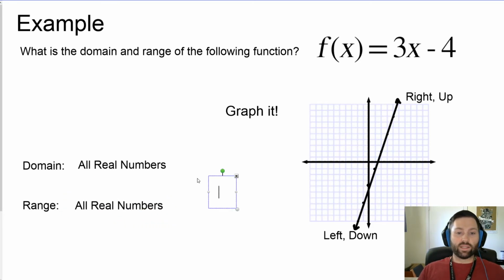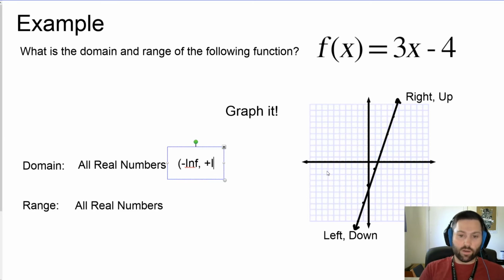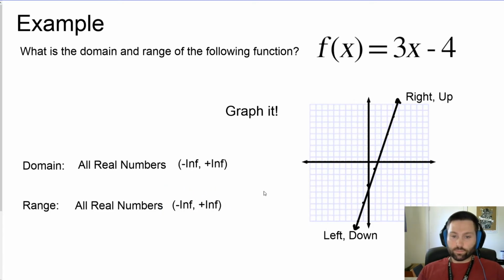And the other way to say this, mathematically, would be from negative infinity to positive infinity. And the same thing here. It would be negative infinity to positive infinity. And so the symbol, I just wanted to type the words, but the symbols would be negative infinity to positive infinity. And the same thing here, negative infinity to positive infinity.